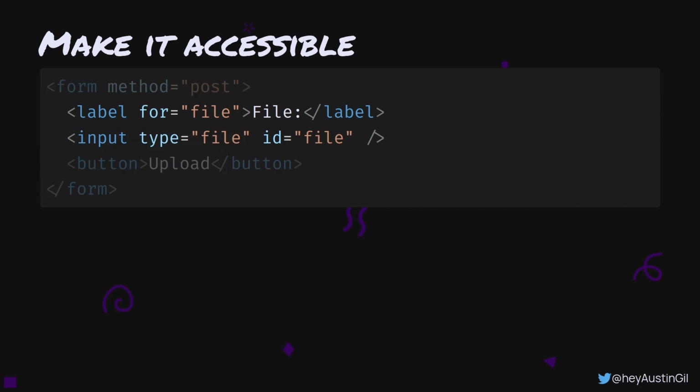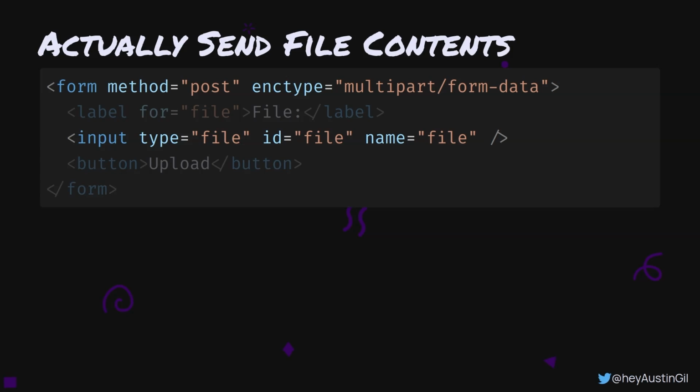And anytime that we add an input to a form, it's important to account for accessibility so that every user, no matter what their capabilities, can use this website. So in our case, we'll add a label tag with the for attribute and attach that to the input with the ID.